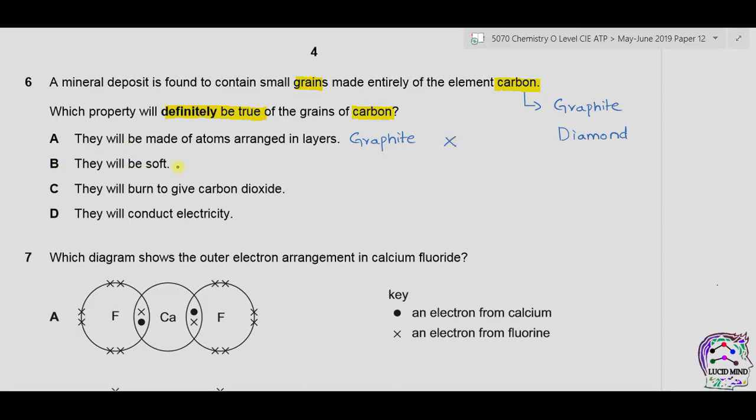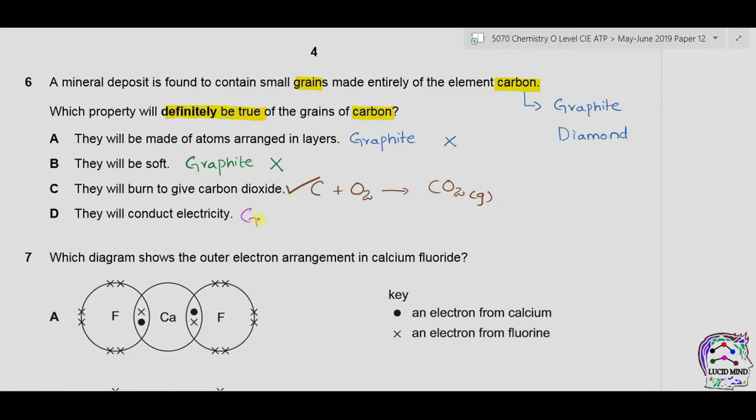B. They will be soft. Now this is also true for graphite because the layers of graphite can slide over each other, so it makes it slippery and soft, while diamond is a hard substance, so therefore it is not true for diamond. C. They will burn to give carbon dioxide. Now both graphite and diamond are made up of carbon, so therefore when combusted in the presence of oxygen, they will burn to give carbon dioxide gas. This is true for both graphite and diamond, so therefore C could be the correct option.